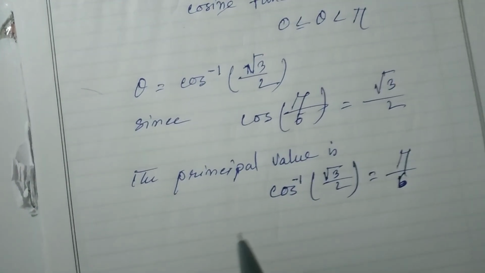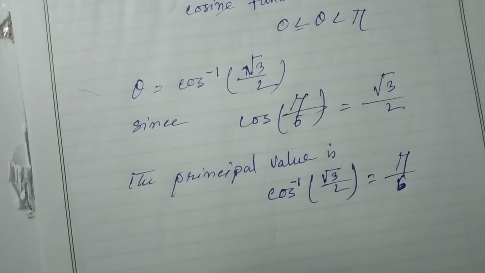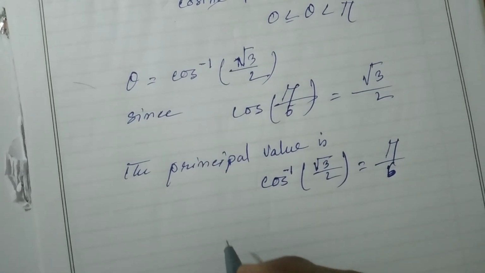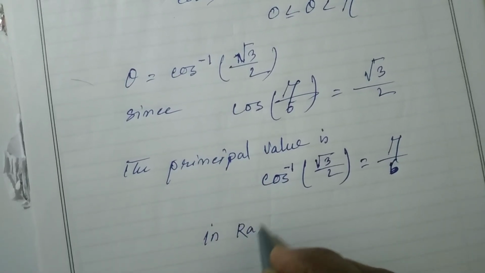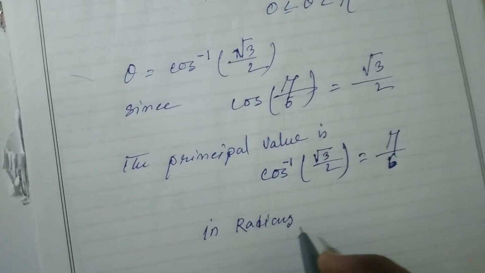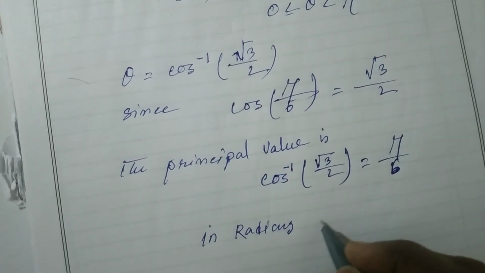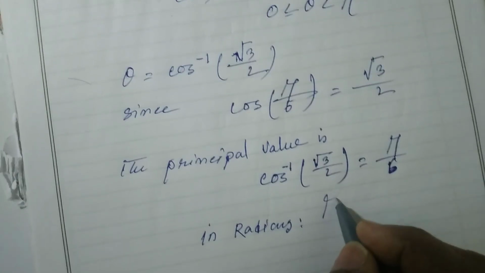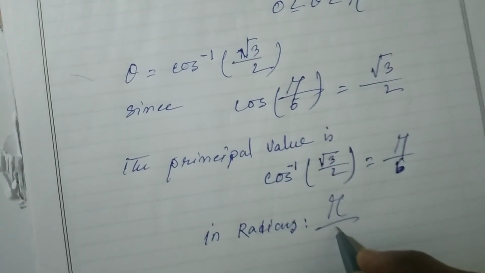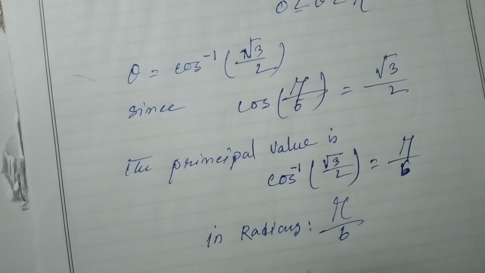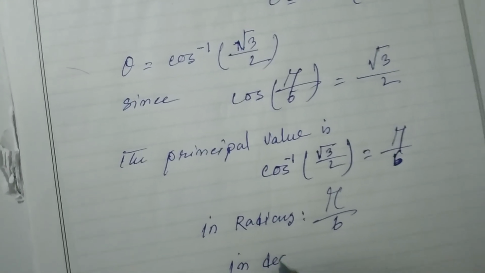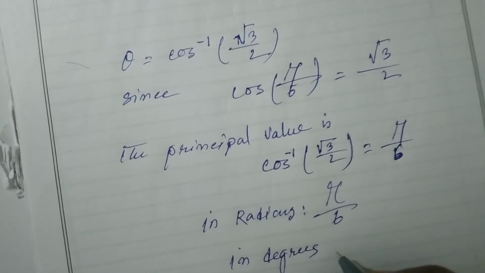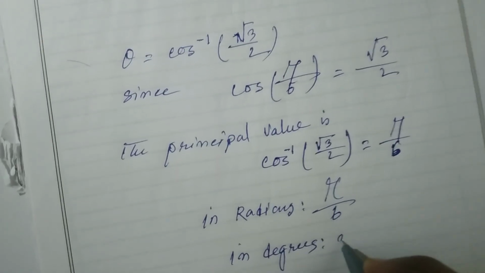So in radians it is pi divided by 6, and in degrees it is 30 degrees.